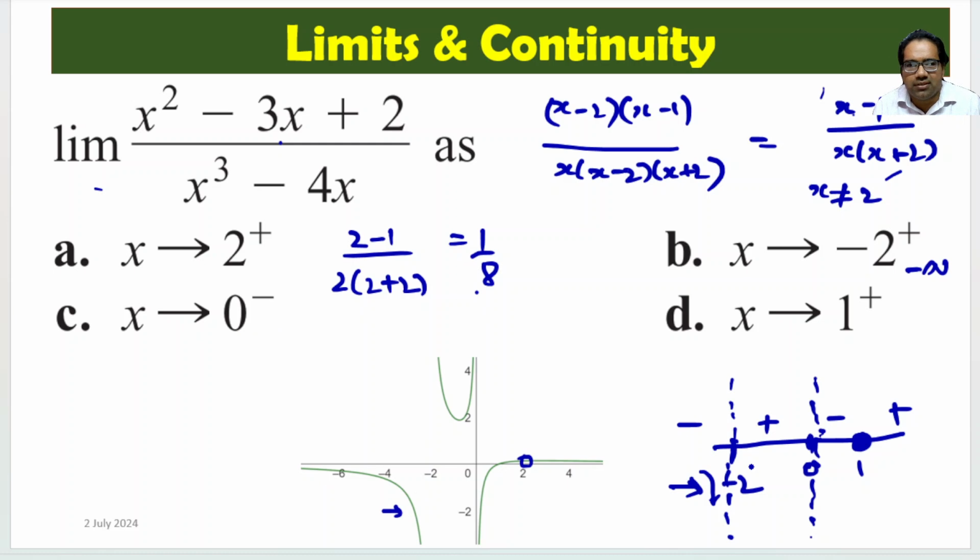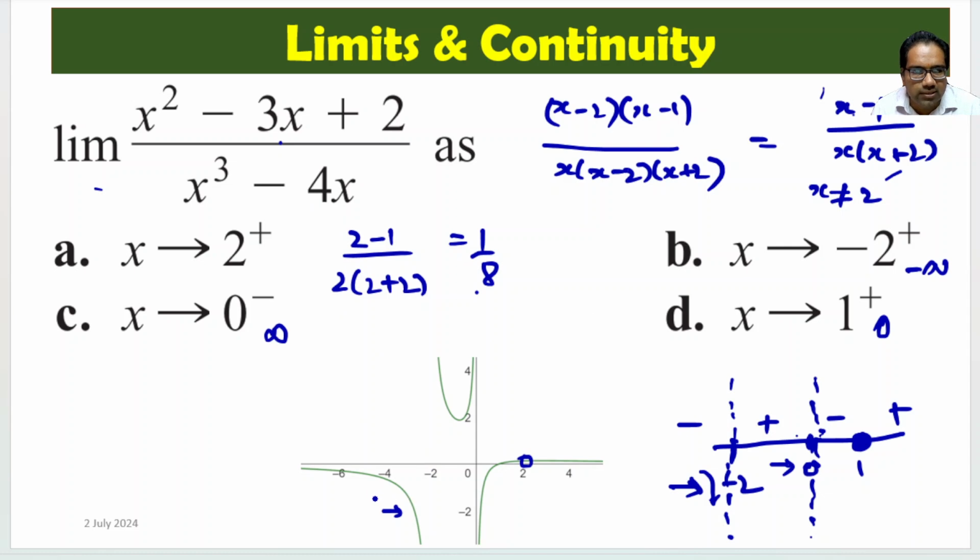Similarly, 0 minus means you are approaching 0 from the left hand side. Again, 0 minus should be positive, right? Because this is in this range. It is positive, so this should be plus infinity. And x tends to 1 plus. 1 is a factor of the numerator, so this is equal to 0, right, guys?